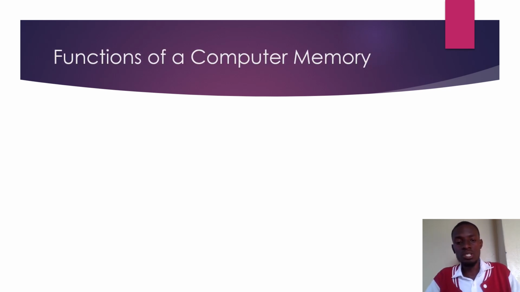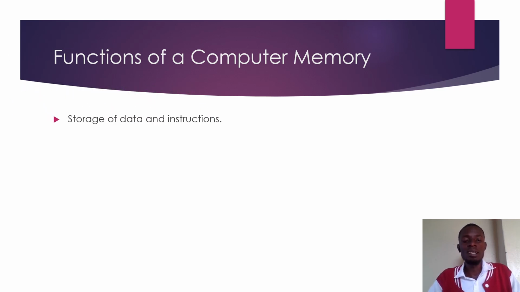And now let us look at the functions of a computer memory. Function number 1, storage of data and instructions. It is a role of the memory to store the information that has been processed or being processed by the CPU or the computer. The RAM stores the information that is currently in use, and afterwards it is stored on the secondary memory after it has been processed. So that's a role of the memory.